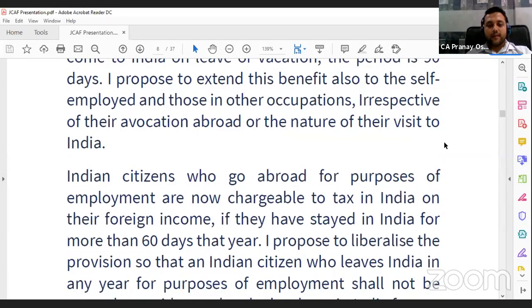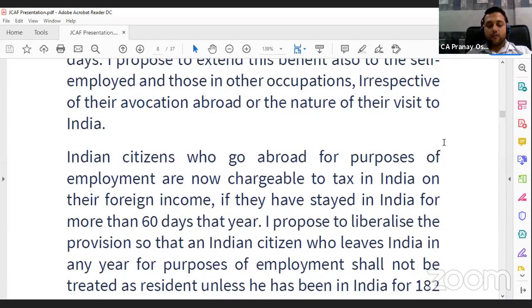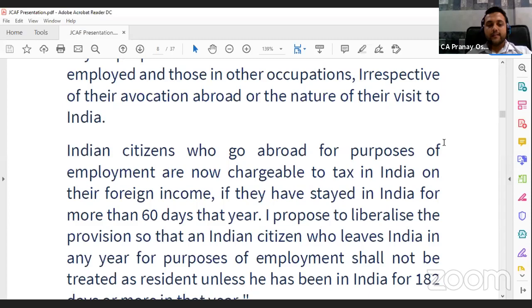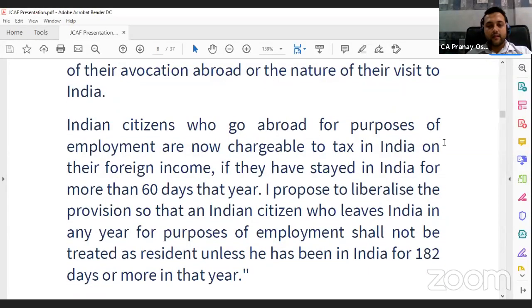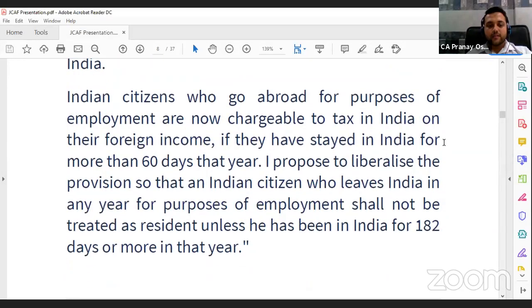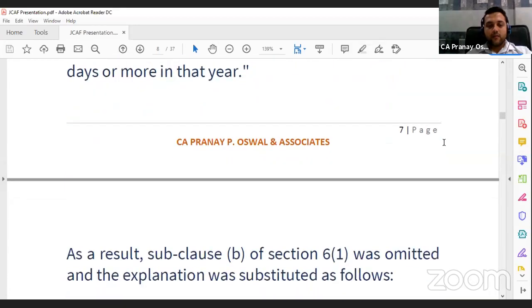I propose to liberalize the provisions so that an Indian citizen who leaves India in any year for the purpose of employment shall not be treated as a resident unless he has been in India for 182 days or more in that year. So this was basically the speech by the finance minister and the amendment during that year. We will now analyze what the amendment was.